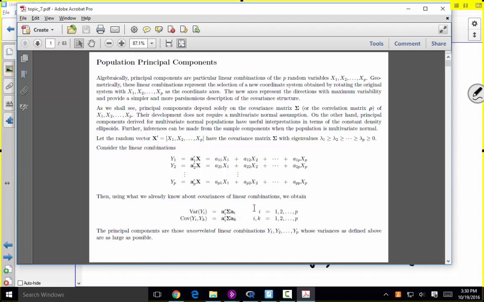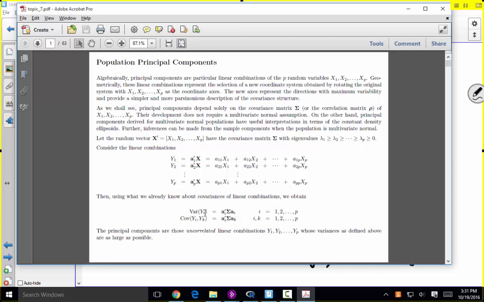If the task is to go from p down to 1 in such a way that we maintain as much of the information about what makes the individuals differ, if we can do it in such a way that we maximize the variability of the resulting linear combination, that's what we need to do. We want to pick A1 such that this variance is maximized.